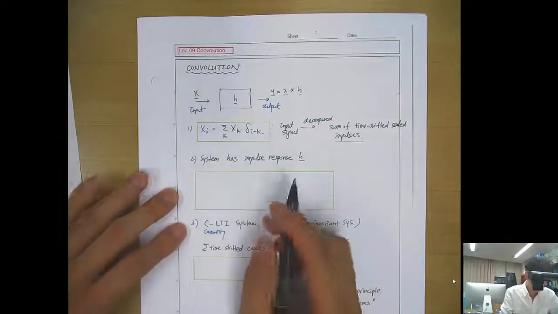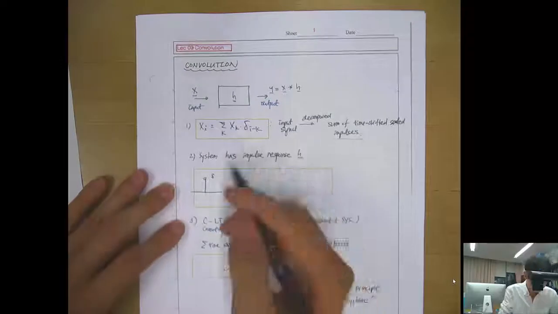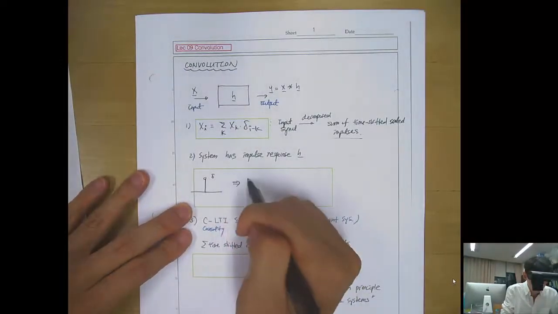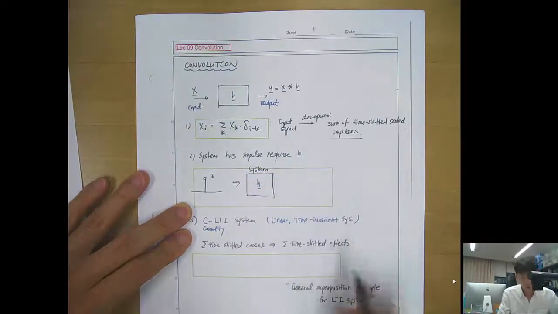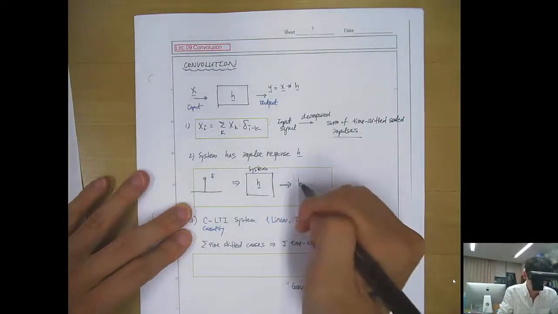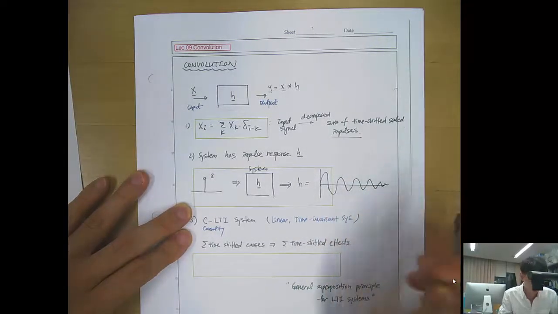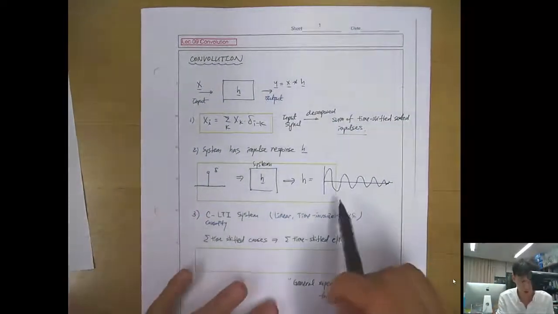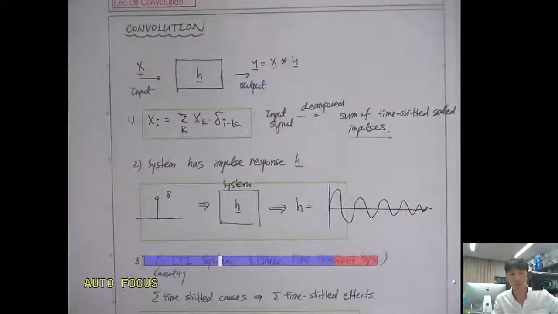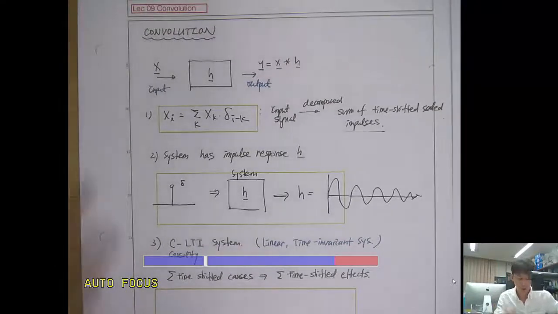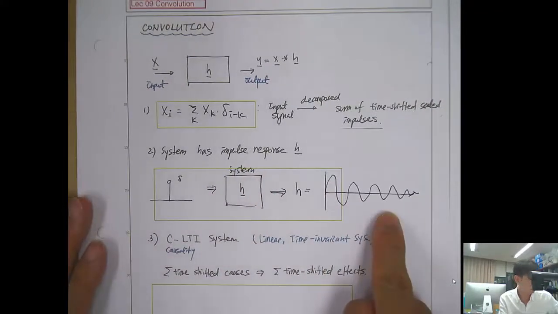And the system has an impulse response. So let's say that you have an impulse like this. This is the impulse function, and the impulse function is applied to the system h. Then it will give you the response, something like this. And it's called the impulse response, and we typically use the symbol H. So whenever there's a hit, an impulse like this, the system will react with this response.